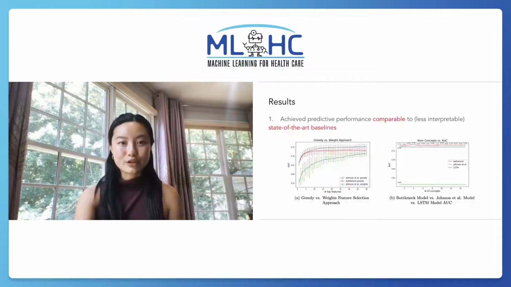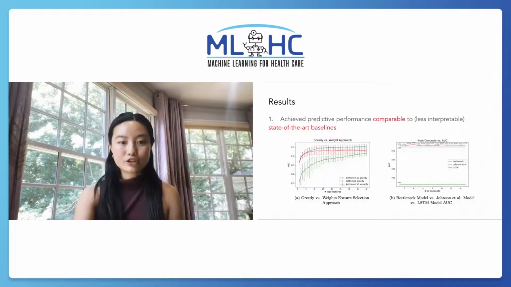For our experiments, we used clinical time series data of patients admitted to ICU units and predict whether or not patients required vasopressor therapy. First, we found that our bottleneck model performs comparably to state-of-the-art baselines, which is significant because our models are more interpretable and use a much sparser feature set.